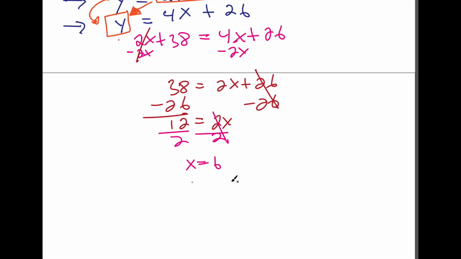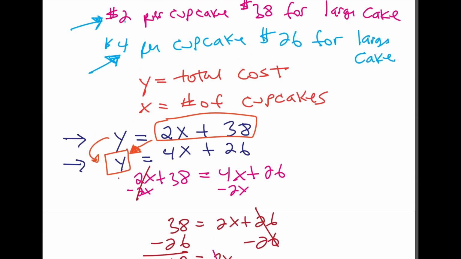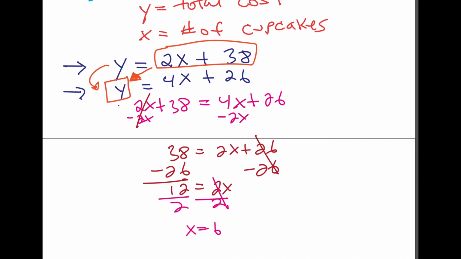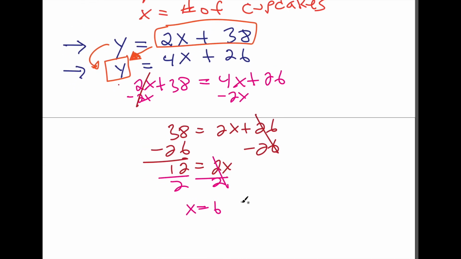So what did we just solve? What did we define x as? Let's go back to the top. x is the total number of cupcakes. Okay, so 6 cupcakes.